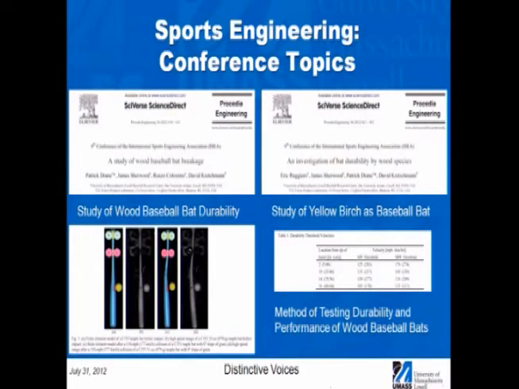So this last slide shows two papers that we presented. I'm going to go into more detail on these papers, but they related to the study of wood bat breakage. So at Major League Baseball there's a lot of wood bats that break, especially when you throw on the inside of the plate. And we've done studies over the past 4 years plus on this, looking at the durability. So one of the areas here that we're going to look at is yellow birch as a wood species.